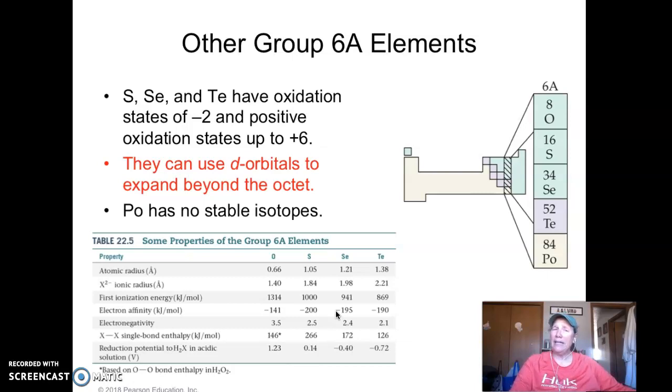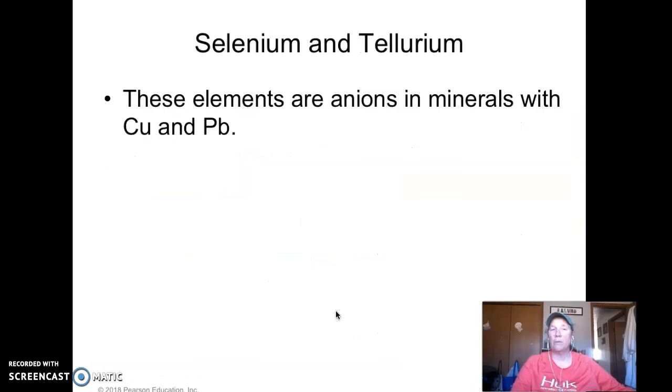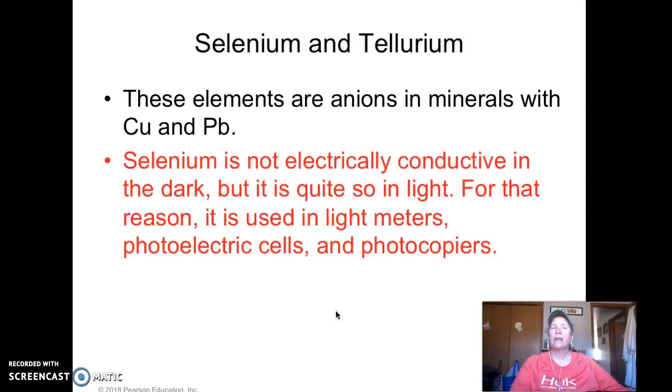And with polonium, the very bottom one, it has no stable isotopes. It's kind of weird because most elements, like even hydrogen has 3 isotopes. Polonium only has 1. I mean, 1 form. It doesn't have any isotopes. So selenium and tellurium, these are anions, and you get them from minerals. You'll see them usually with copper and lead.